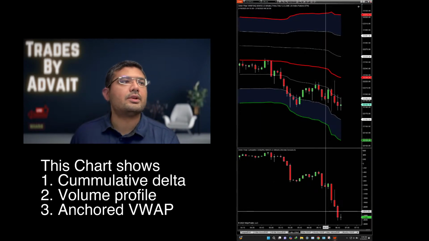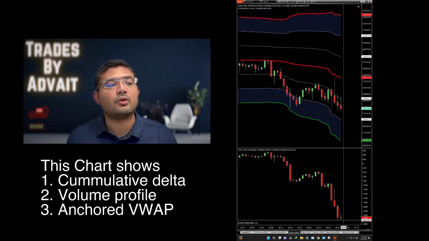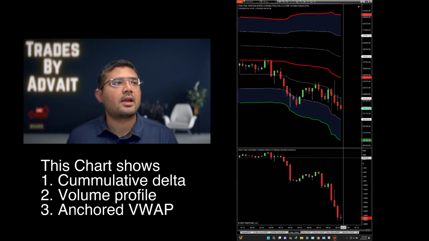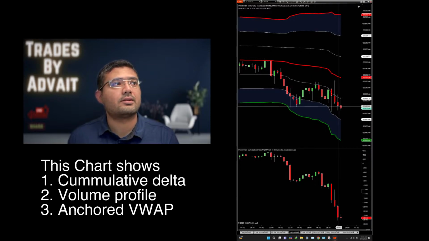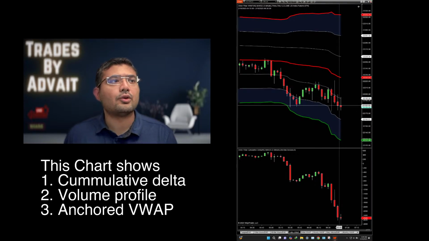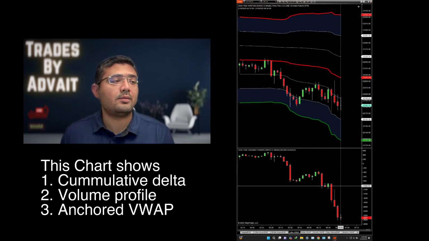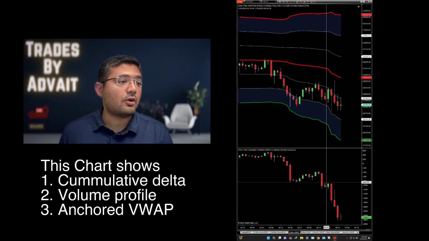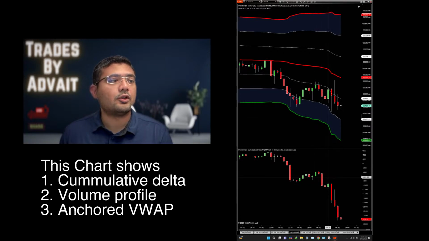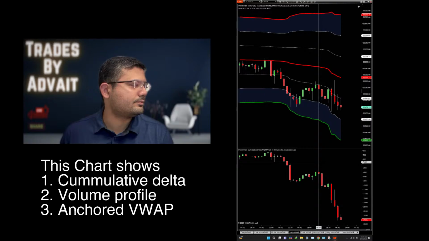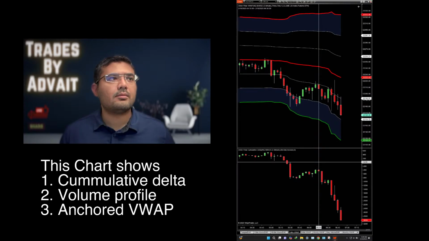Let me also show you delta. So what delta is doing is creating lower lows, and so does the price action. The price action is right now trying to create a lower low, and at the same time the delta is already creating a lower low. So delta is much more aggressively selling, so need to be mindful of that.